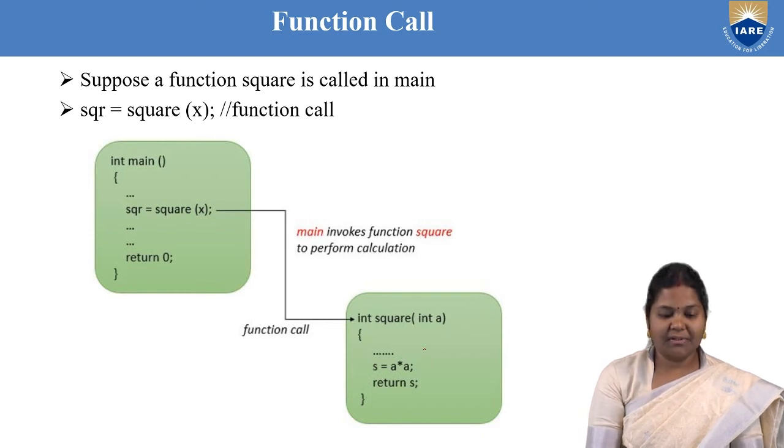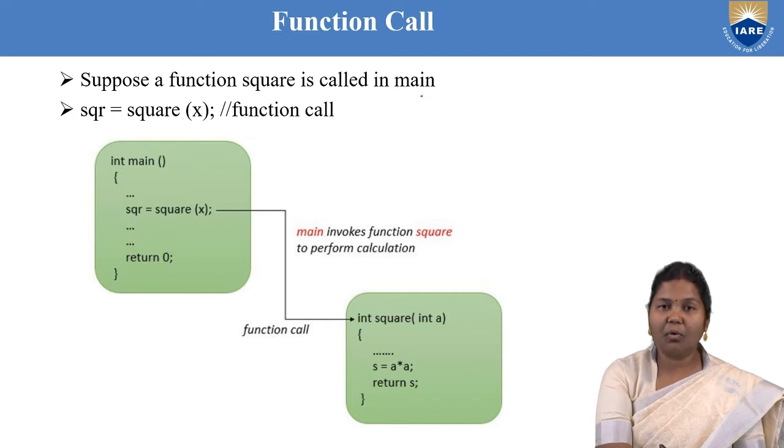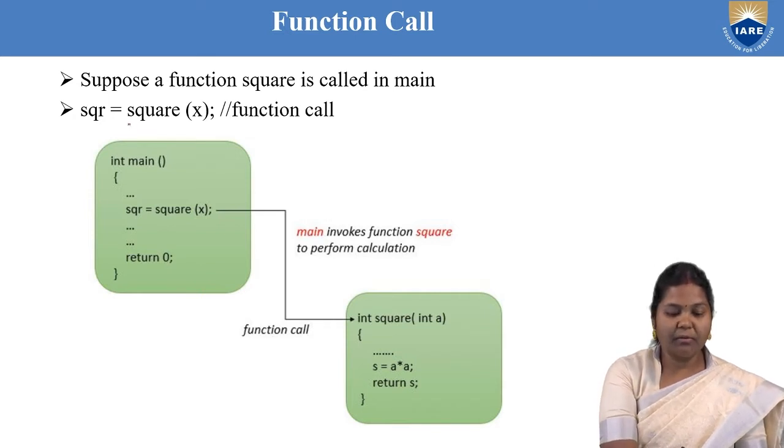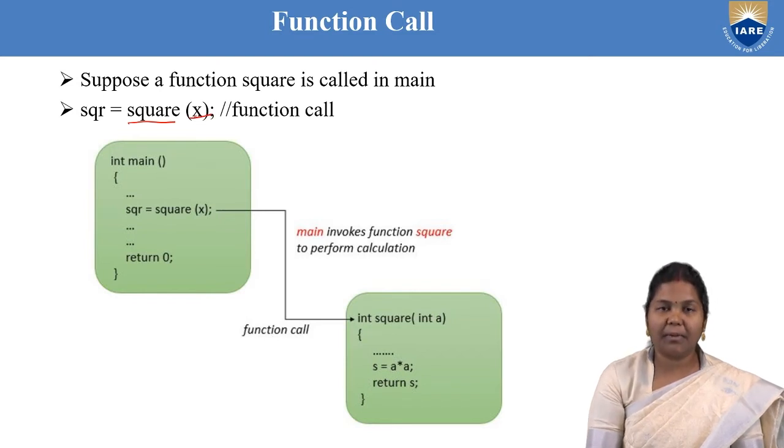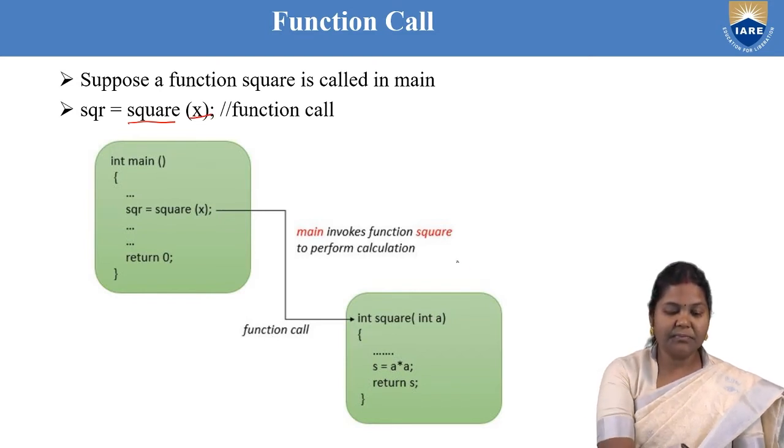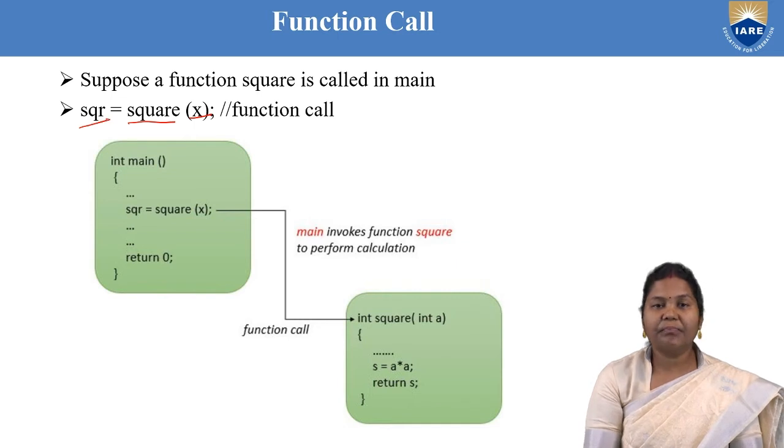from the main function. Suppose a function square is there, so you have to invoke it from main, or you have to call it from main. So you have to write down square, the name of the function, and x is nothing but the argument or parameter that you are passing. And this function returns you some value that you have to store into another variable.